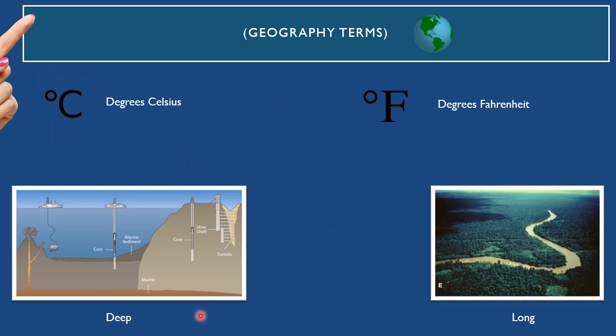The next one we have is deep. We can see here how deep the ocean is, in this case, deep. And here we see a river. This is the Amazon River. We can see how long this river is, from the beginning of the river until the end. Long. Now, let's continue with questions with how.